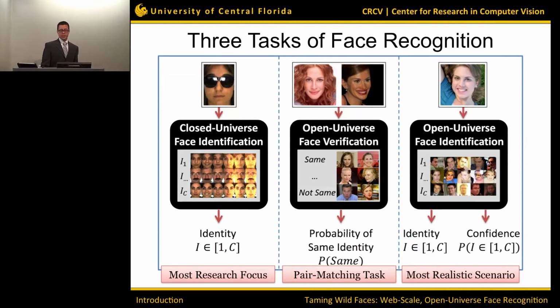And finally, the third task is open universe face identification. And this is the one that most interests us. Here we not only want to assign an identity, but also assign a probability of the existence of that person within your dictionary. So let's look at why this is important.